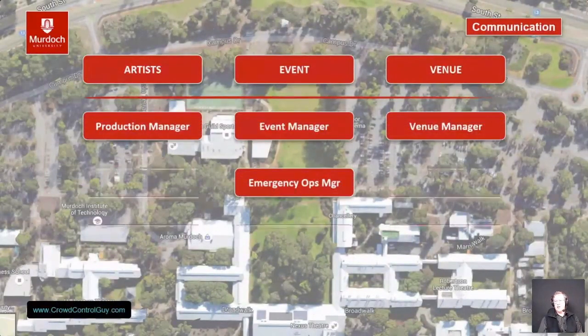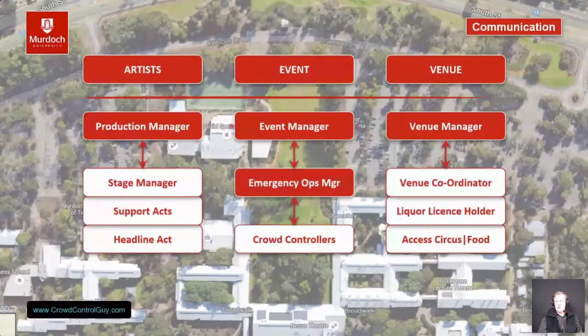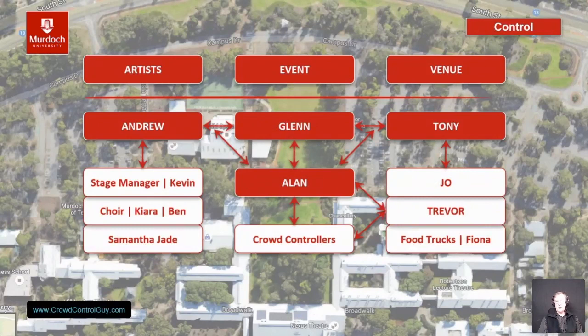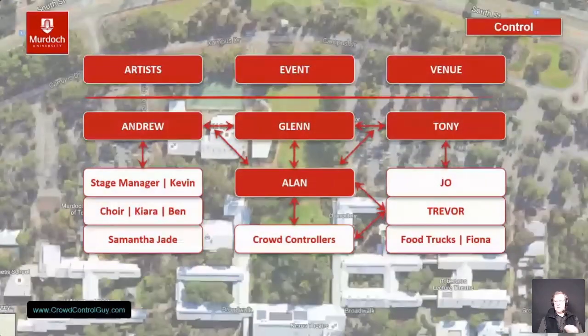You need to have the structure. Who's doing what? Who's talking to whom? And then what we have is actually who's responsible. So I'm smack bang in the middle there. Okay, I cannot go and talk to Samantha Jade, even though she's a sweetie and an absolute delight to work with. During showtime, that's not how it works. I talk to Glenn, I talk to security, and then I go to Andrew occasionally, and it's mainly Tony, but it's mainly Glenn.